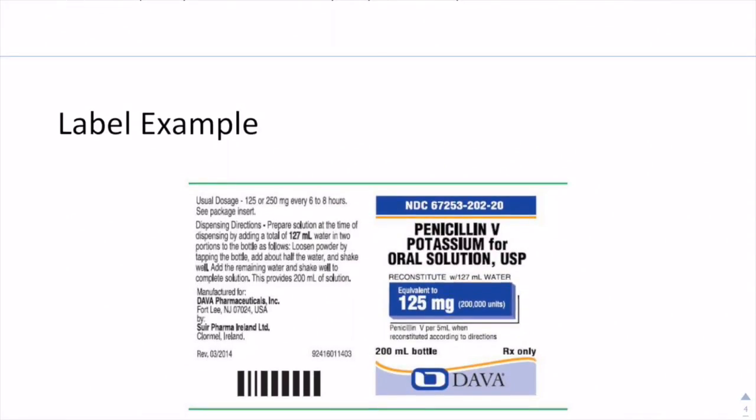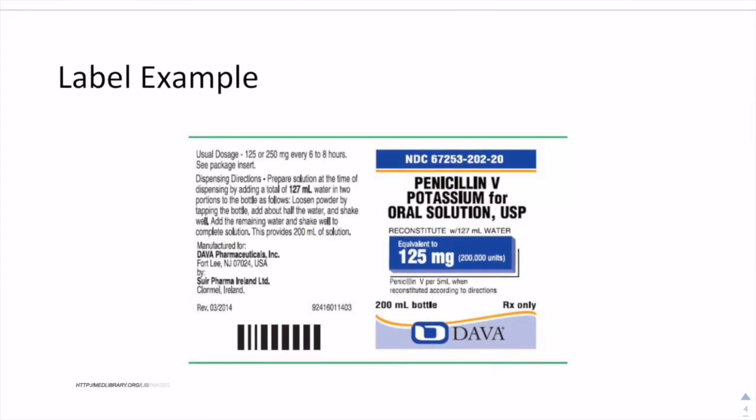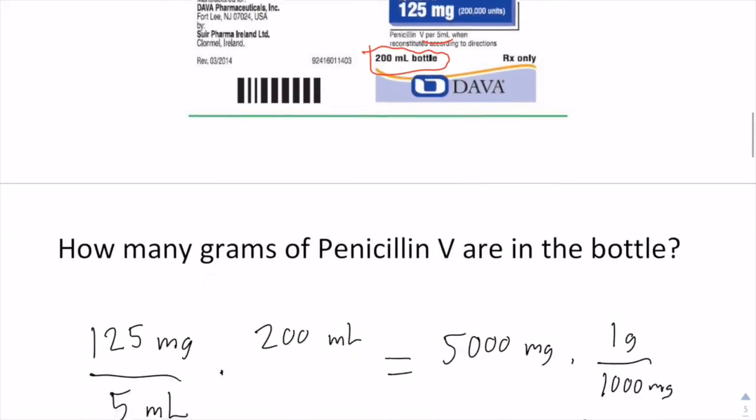So here's our typical label you'll see for reconstitution. We have our concentration right here of 125 milligrams, and you also have your amount per 5 mLs. If you look over here, you'll have your dispensing directions. So it calls for adding 127 milliliters of water to the bottle for reconstitution, which will give you a total of 200 milliliters in the whole bottle of solution.